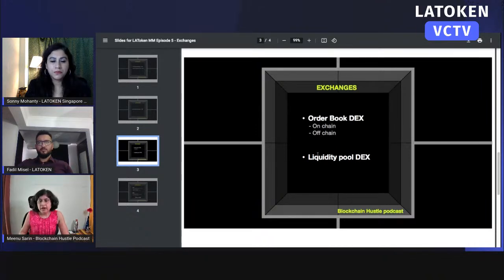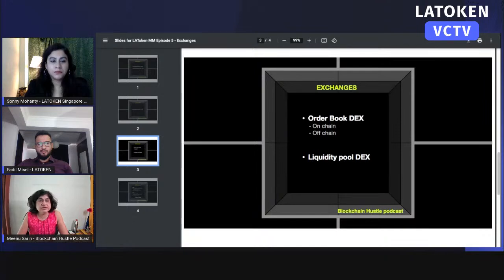Now you come to something called the off-chain order book. The off-chain order book is something like a midway. So it has a partial decentralization. What happens here is your trades are actually getting executed on the blockchain. But the orders are not posted or recorded on the blockchain. That happens off the blockchain.